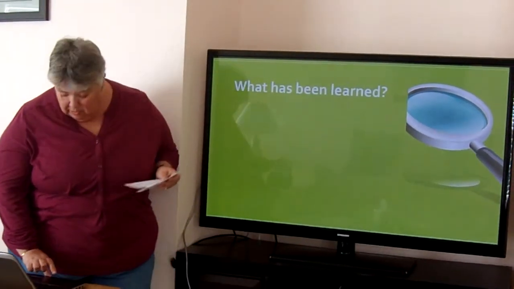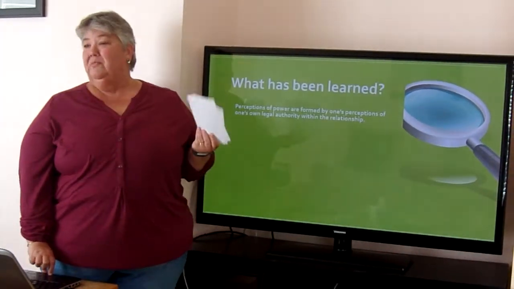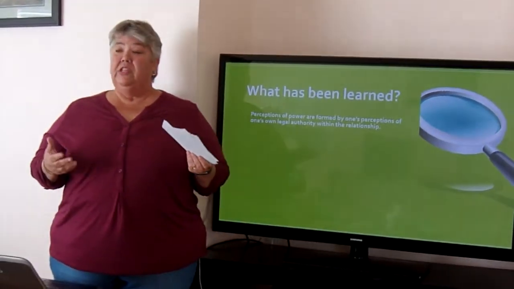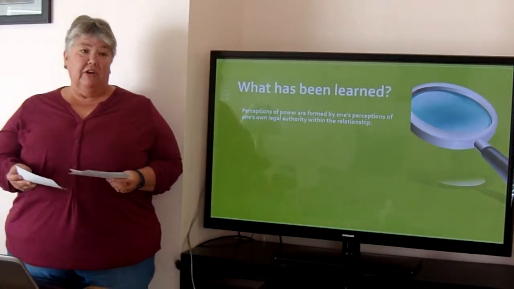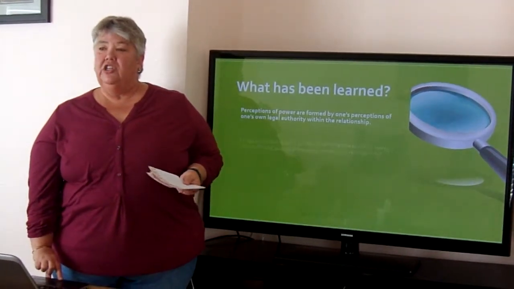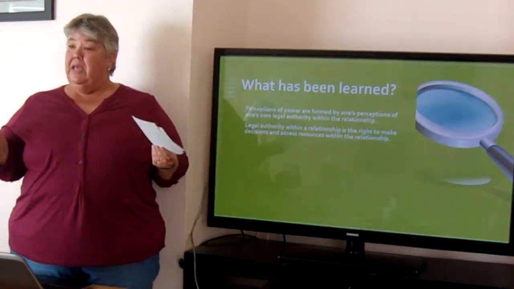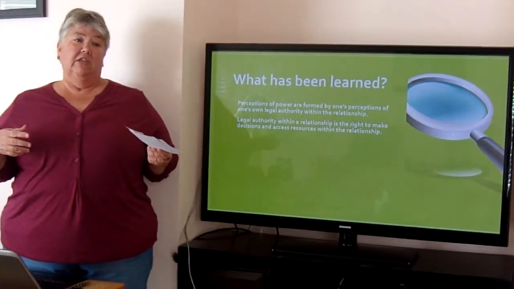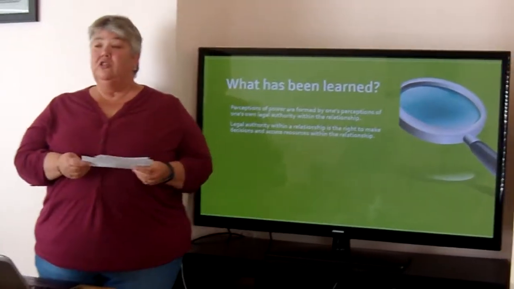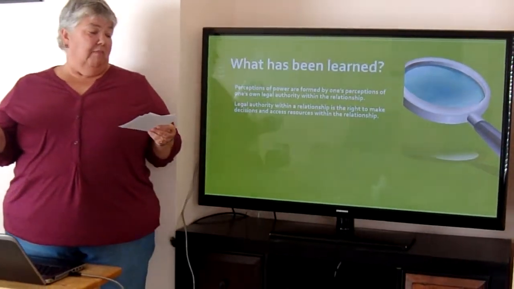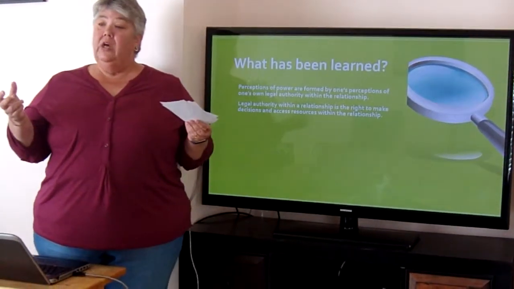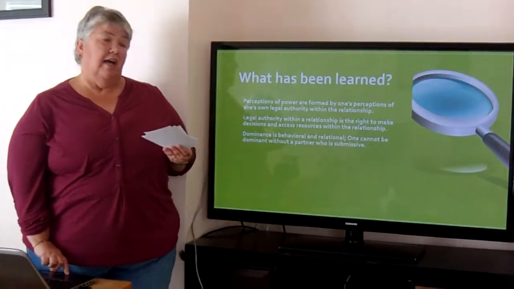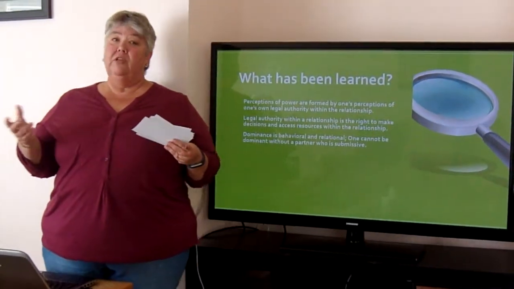Well, where do the perceptions of power in a relationship come from? They come from one's perceptions of one's own legal authority. And legal authority in a relationship is the ability to make decisions in a relationship and the right to use the resources of the relationship. And so when a partner can do that in a dyadic partnership, they perceive themselves to have power in the relationship. Now, the research has also shown that dominance is behavioral and relational.